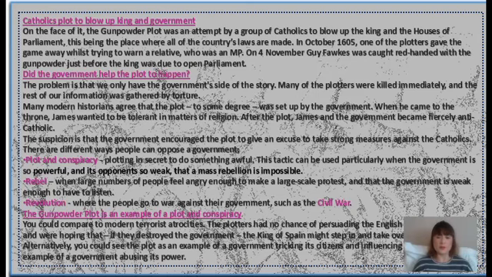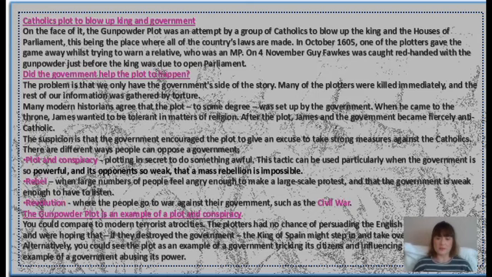Many modern historians agree that the plot, to some degree, was set up by the government. When James came to the throne, he wanted to be tolerant in matters of religion. After the plot, James and the government became fiercely anti-Catholic. The suspicion is that the government encouraged the plot to give an excuse to take strong measures against the Catholics.